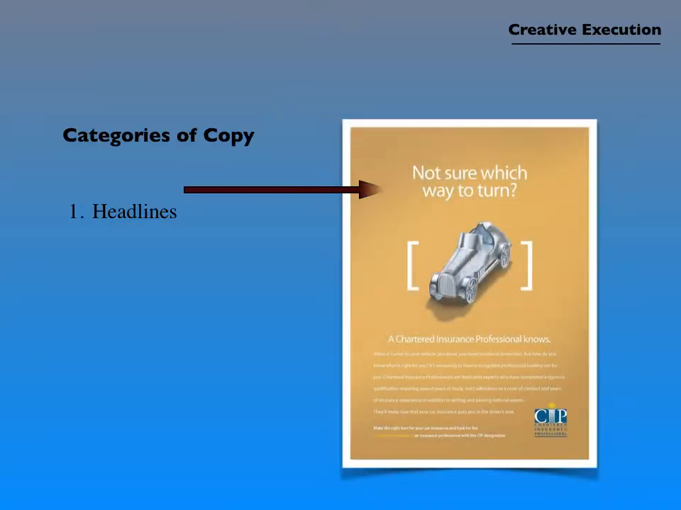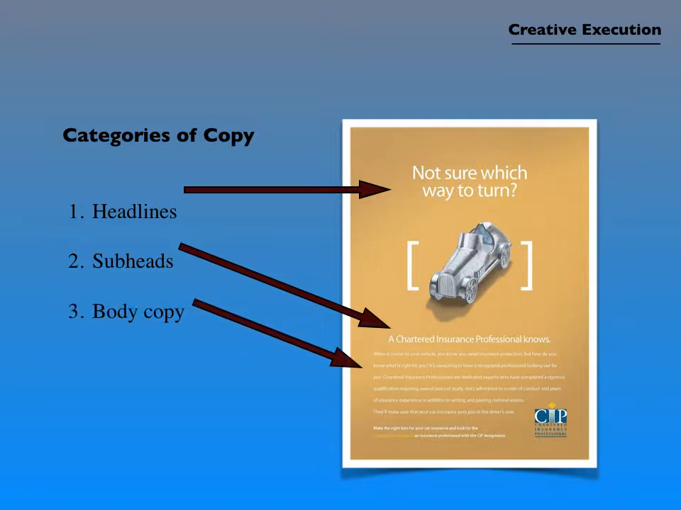So let's look at different categories of copy. You have headlines. This is your title, your attention getter. You have subheads, and this is to break up body copy when it's long. It makes it easier to read. Sometimes it goes with the title. You have body copy. This is the majority of your information. This is your support for your brand.